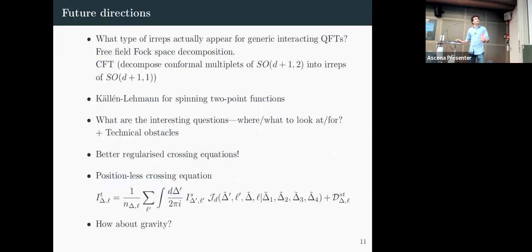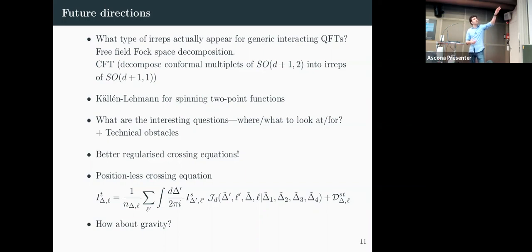So since it's essentially a summary talk, I just conclude with future directions. One question is: what type of irreps will happen? I said this principal series is there, up to some pole crossing. But in general, there is a general question: if you have spinning operators, and also more than 2-point function or 4-point function, what's going to happen?